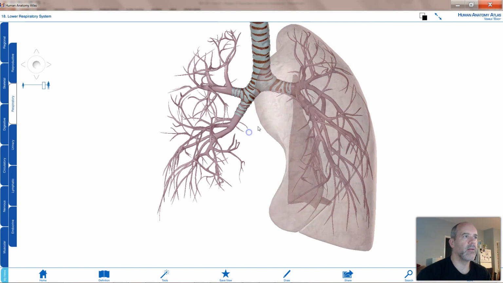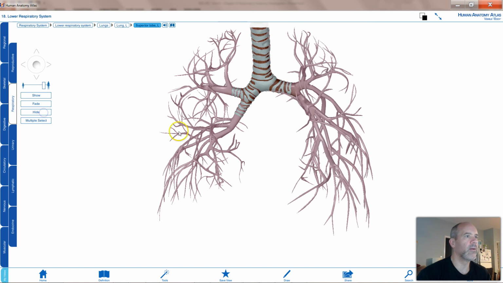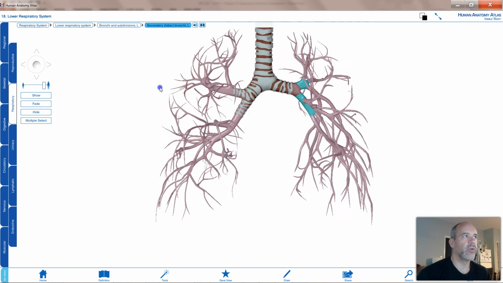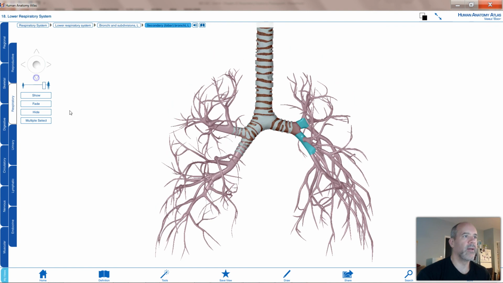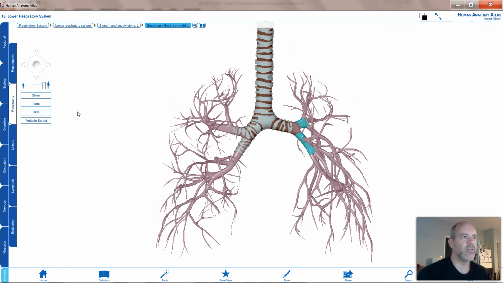Okay, and you have the same thing over here. Let me hide the left lung as well. So click on those. Those are your secondary bronchi that are going to head down into each individual lobe. So those are going to be the main branches that you see off of the primary bronchi. And then if we go, you think about a tree branching out even further and further.